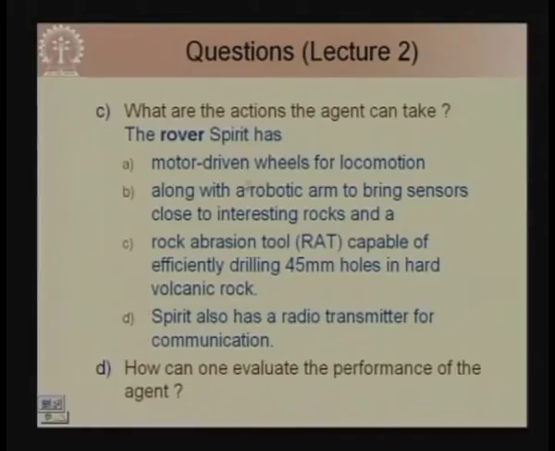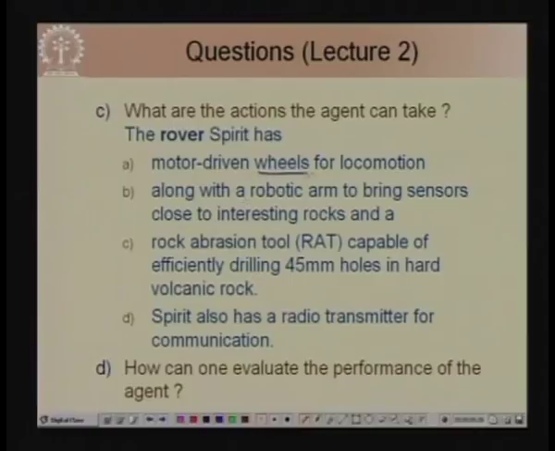What are the actions that this agent can take? Now, this rover Spirit has the following actuators. It has motor driven wheels for locomotion. It has a robotic arm with which it can bring sensors close to interesting rocks. It has a rock abrasion tool or RAT, which is capable of efficiently drilling holes in hard volcanic rocks. Spirit also has a radio transmitter for communication.